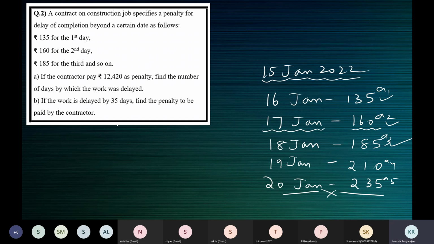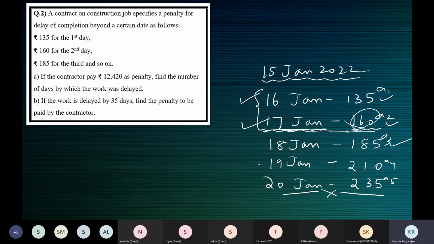Supposing the contractor finishes the construction job on 17th Jan. Then he has to pay the penalty only for 2 days: 135 rupees plus 160 rupees. 160 is the penalty for only this day, 17th January. It's not the total. It's not for 2 days. It's for the second day.